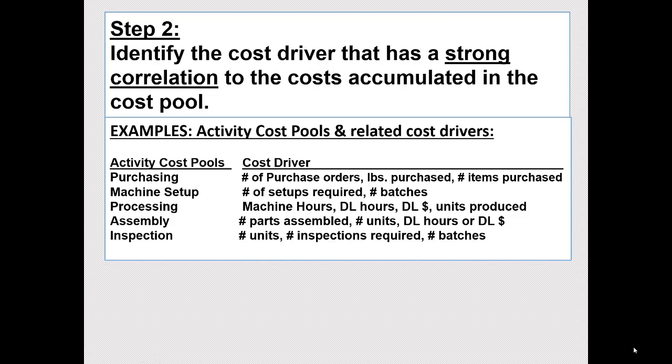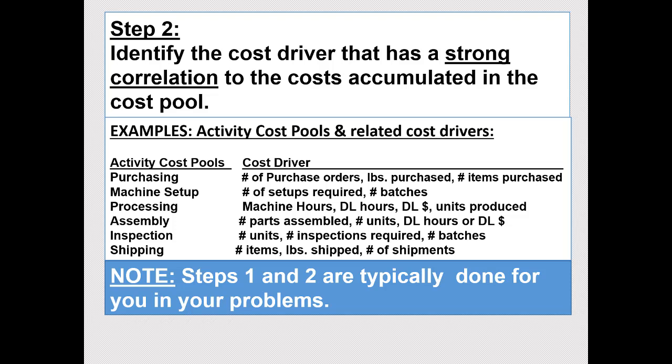Inspection might be number of units if you inspect every 100th unit, number of inspections required if you want to keep track of how many inspections you do, or number of batches if you inspect, say, 2 per batch. Shipping, this could be number of items shipped, pounds shipped, or number of shipments. The idea is there's not one set way that you would allocate costs. The company would analyze the best cost driver for each of their cost pools.